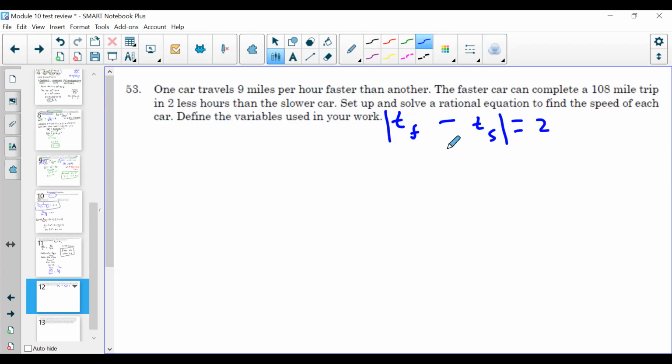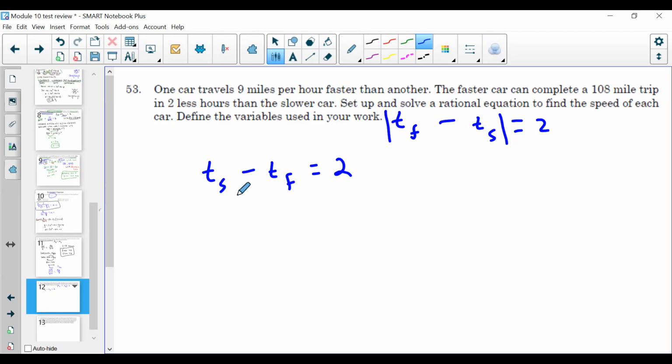And this would work, but I'm sure a lot of y'all see absolute value signs and you don't want to do that. So when you're setting up any type of difference problem like this with word problems, always think, well, which number is going to be bigger? And in this case, the time of the slower car is going to be bigger than the time of the faster car. So I'm going to put the time of the slower car minus the time of the faster car, right? The slower you are, the longer it takes you to finish something.